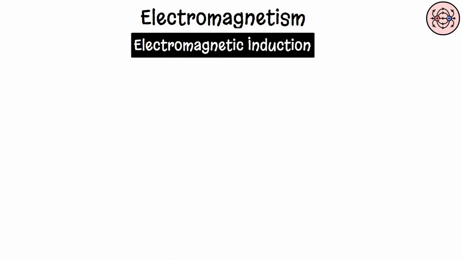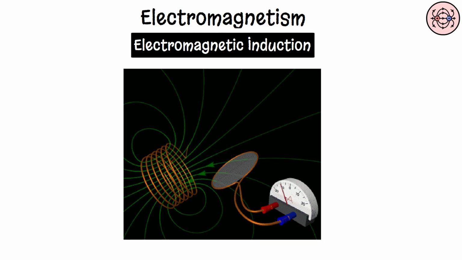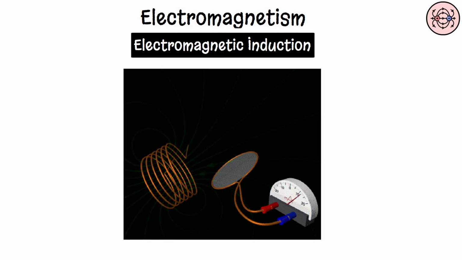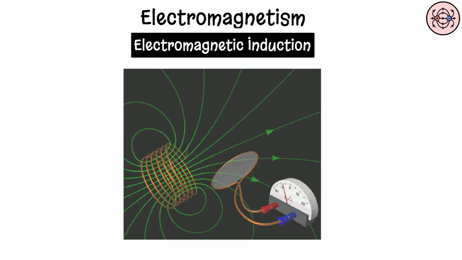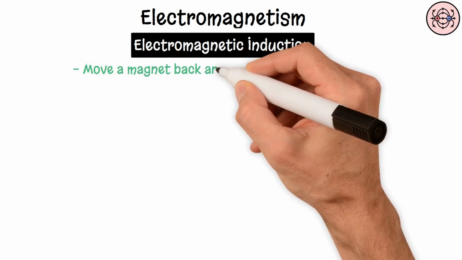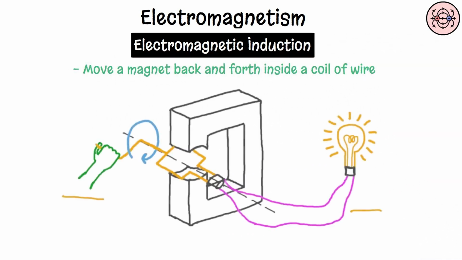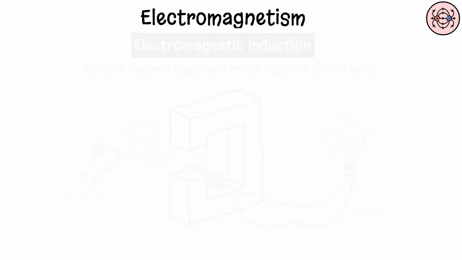Electromagnetic induction. Electromagnetic induction is the process where a changing magnetic field creates an electric current in a conductor. For example, move a magnet back and forth inside a coil of wire. This induces an electric current in the wire, the principle behind generators.